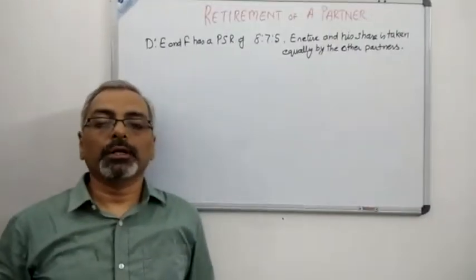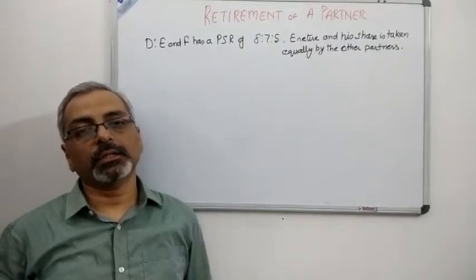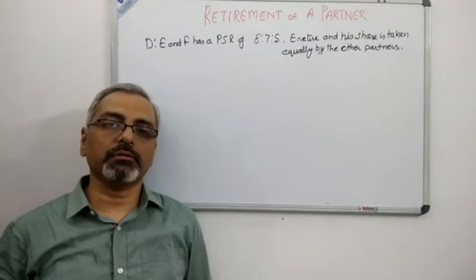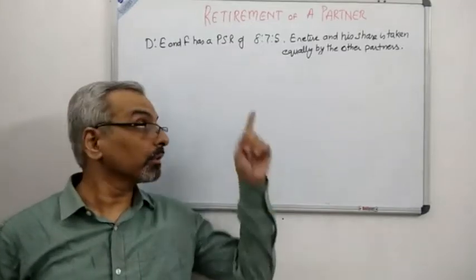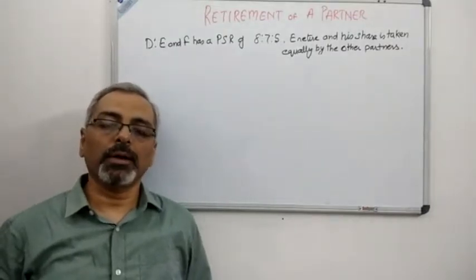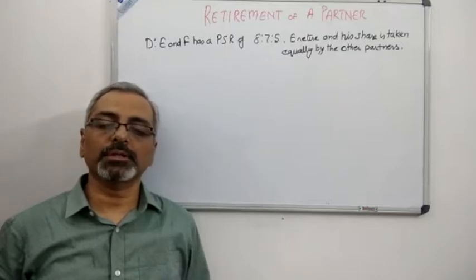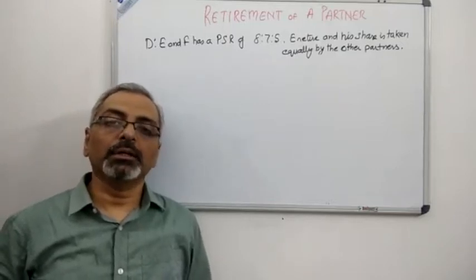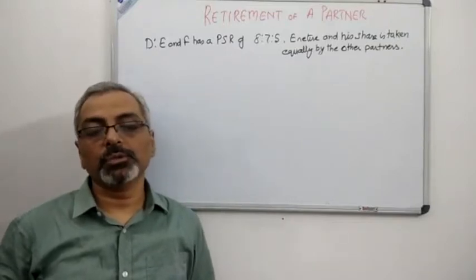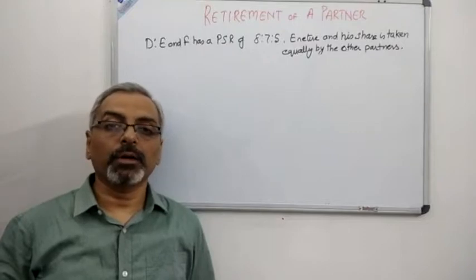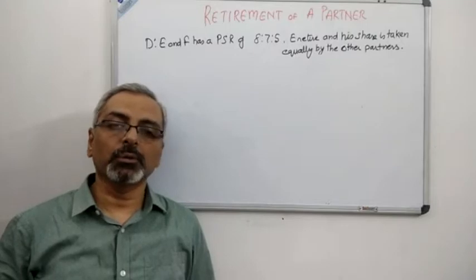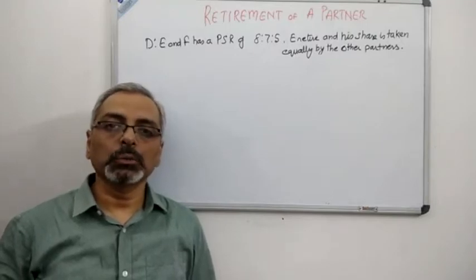Now let us move on to another question. Here we can see that there are three partners D, E and F, and their profit sharing ratio is 8:7:5, and one of the partners, E, has retired and his share is taken equally by the continuing partners. Now whenever this type of sum is given, we'll first calculate the share of the retiring partner, and then we will add it to the share which is being taken by the continuing partners. Here the share has been taken equally by the continuing partners. So we'll see how the share is given to the continuing partners.